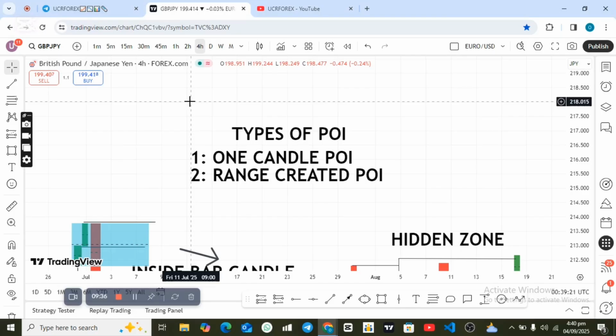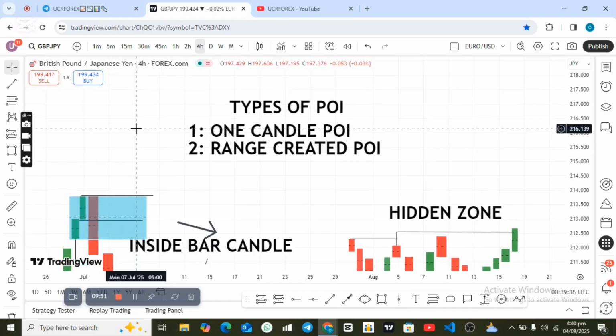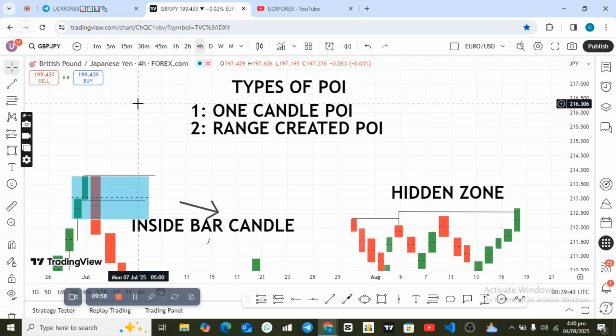Whether you are trading SMC or whether you are trading ICT, whatever strategy you are trading, I believe there's a particular thing you are marking before you enter. So this thing will definitely help you to be profitable. If you are trading SMC, this POI is called order block. If you are trading ICT, I don't know, do they still call it order block? Okay, so let's try to understand the types of POI we have.